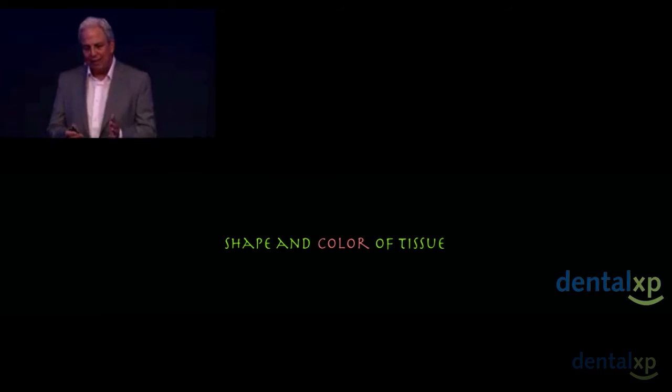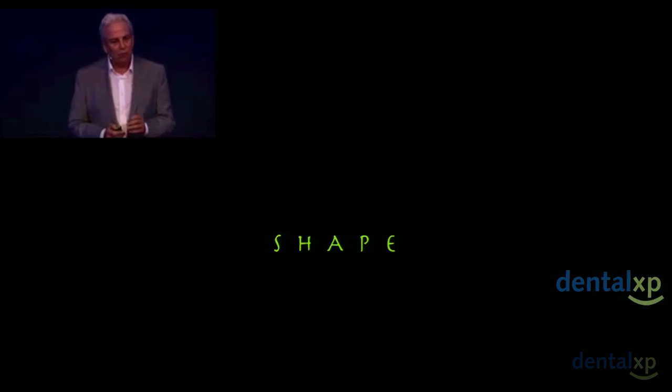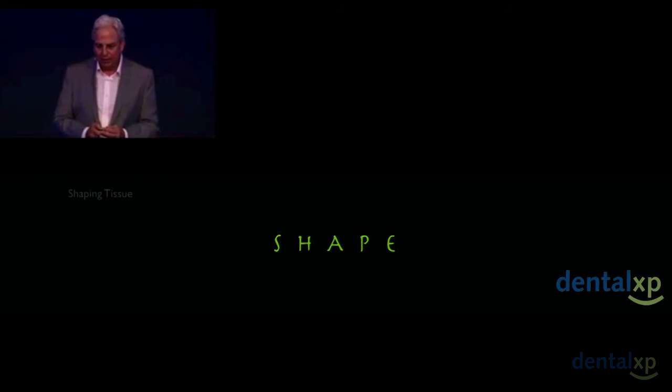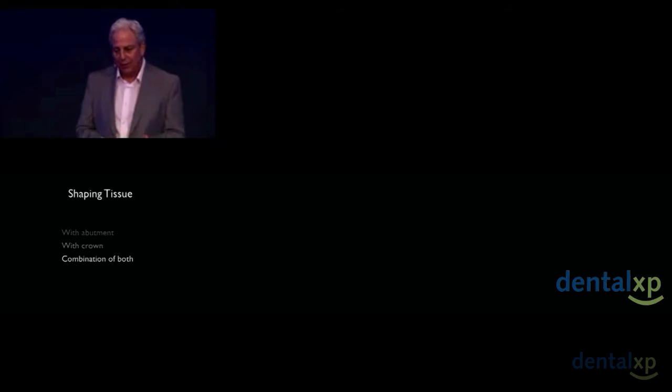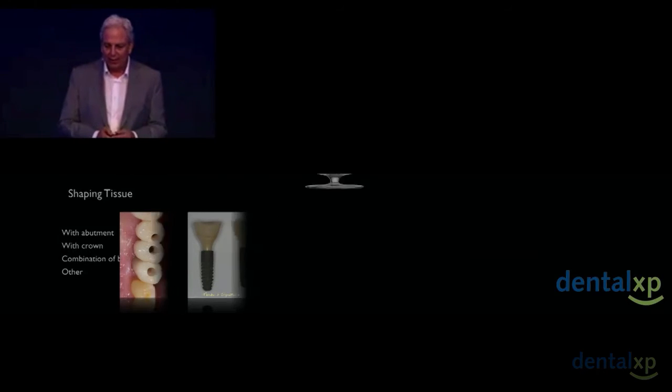So I'm going to now get to the topic that David asked me about, the shape and the color of the tissue. And I'm first going to start off talking about the shaping of the tissue. Because when we talk about the shaping of the tissue, we have a variety of ways in which we can accomplish that. And they're all correct. We can shape the tissue with the abutment. We could shape the tissue with the crown, we can shape the tissue with a combination of both, or we can shape the tissue by other means, such as with provisional restorations or customized sulcus formers, as Renzo's working on right now for the ankylosing system.